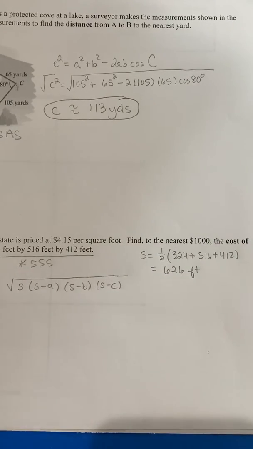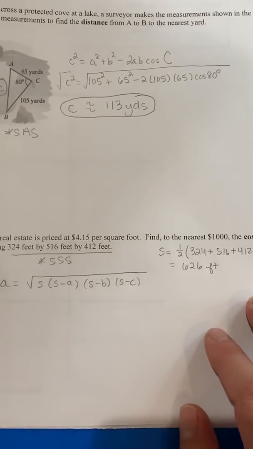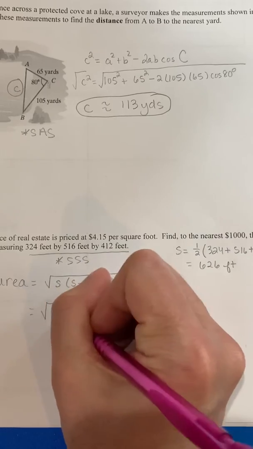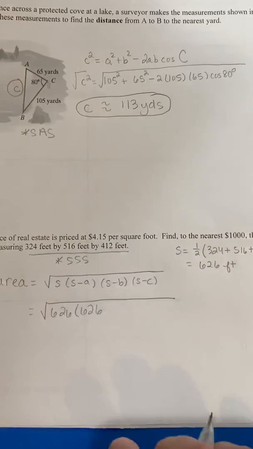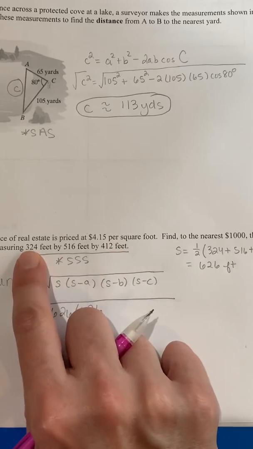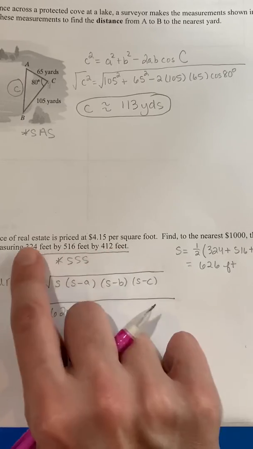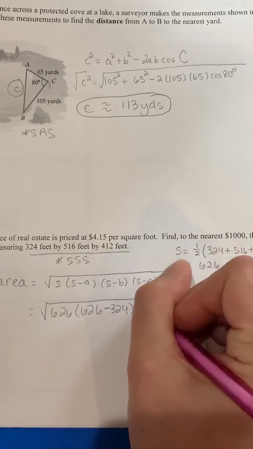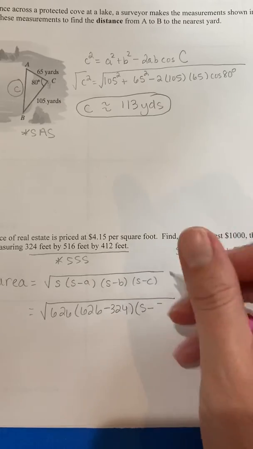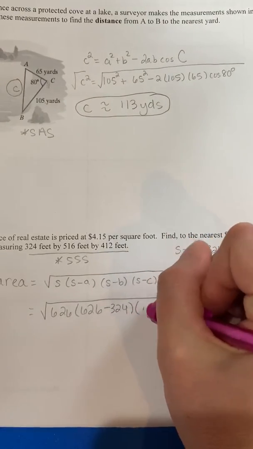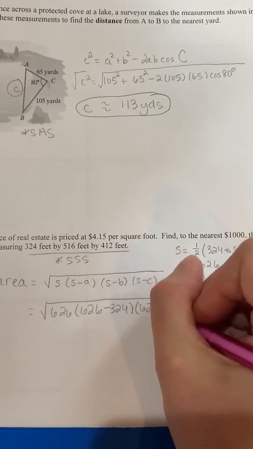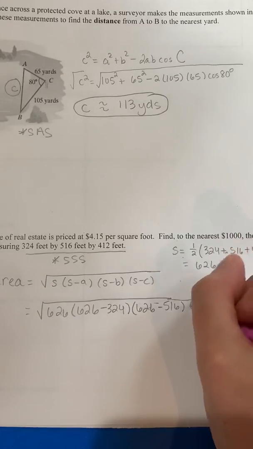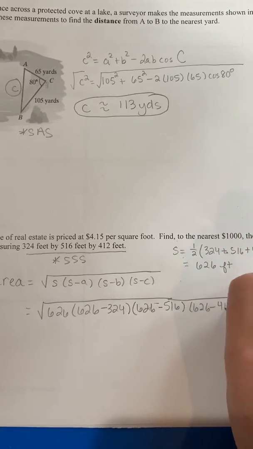So plugging that in so I can find the area of this triangular lot, I'm going to go ahead and take the square root, 626. It really doesn't matter which one of these you call A, B, and C. I'm just going to go in numerical order, or the order that I see them here. So I'm going to subtract the 324. Then I'm going to subtract the 626 minus the 516. And then finally, I'll subtract the 626 minus the 412.